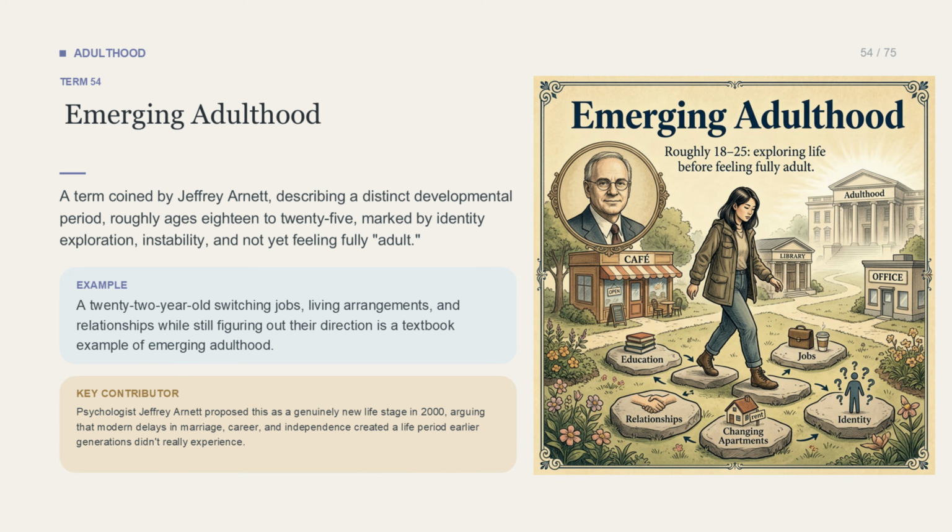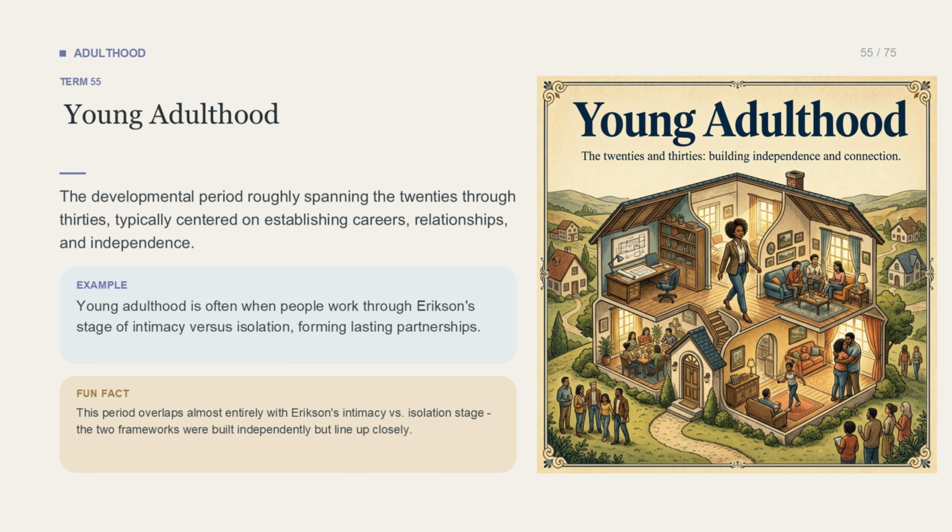54. Emerging adulthood. Emerging adulthood is a term coined by Jeffrey Arnett, and it's described as a distinct developmental period roughly between the ages of 18 to 25, marked by identity exploration, instability, and not yet feeling fully adult. For example, a 22-year-old switching jobs, living arrangements, and relationships while still figuring out their direction is a textbook example of emerging adulthood.